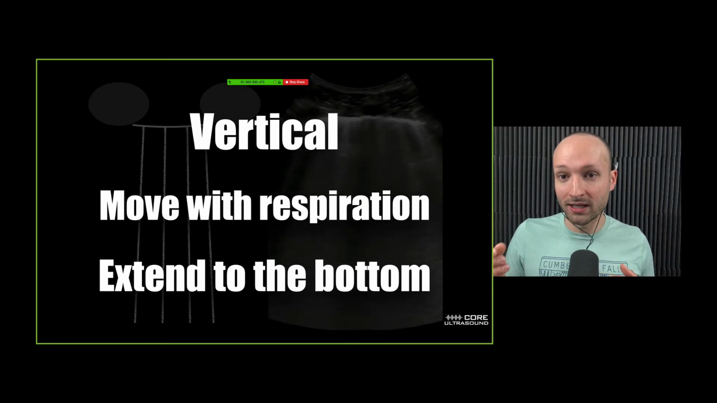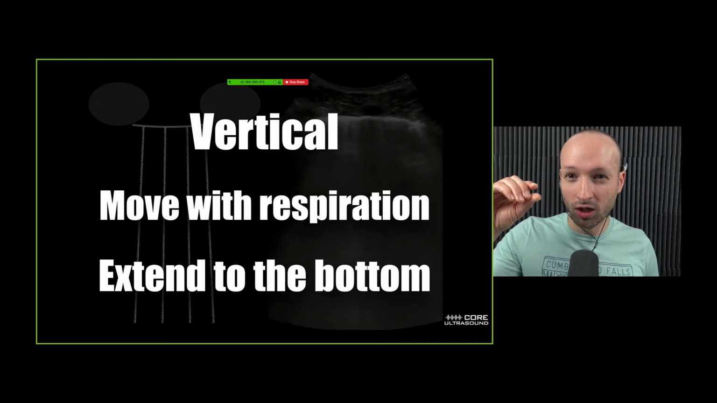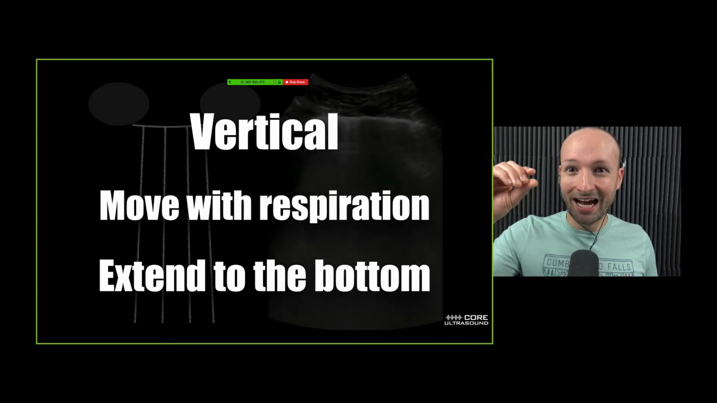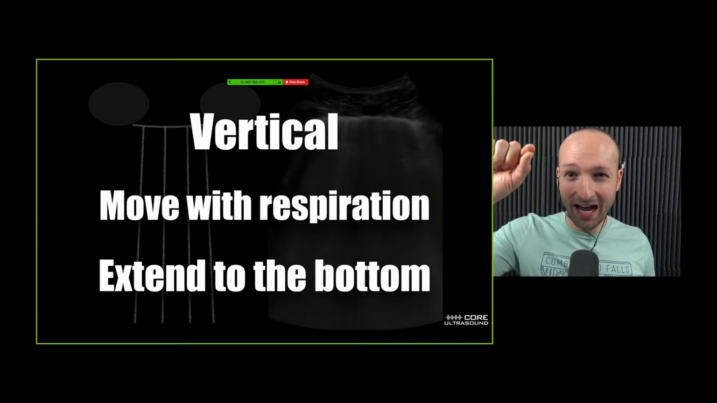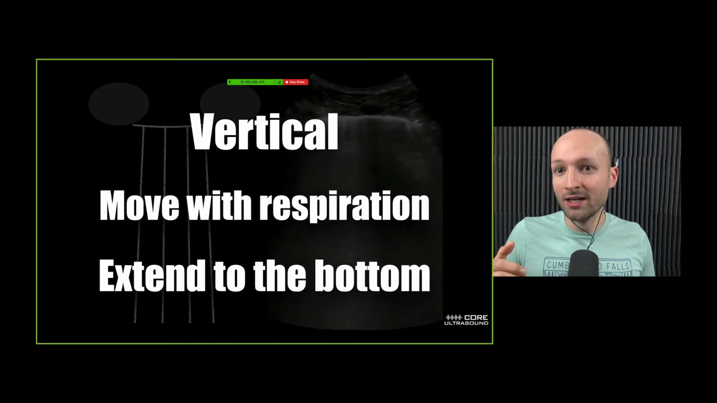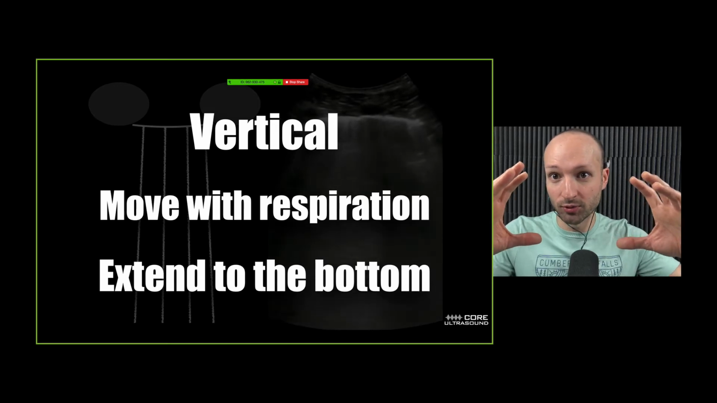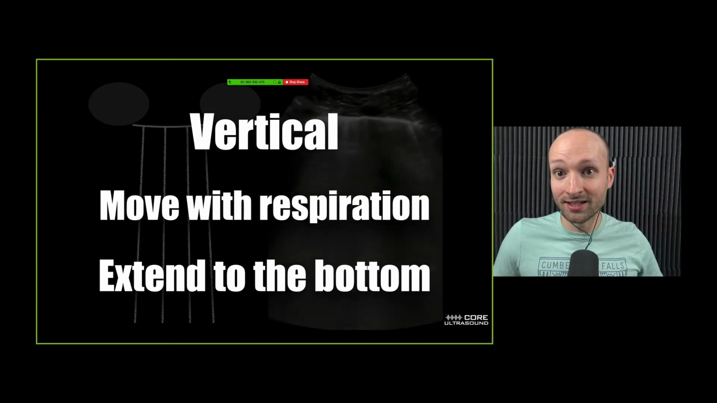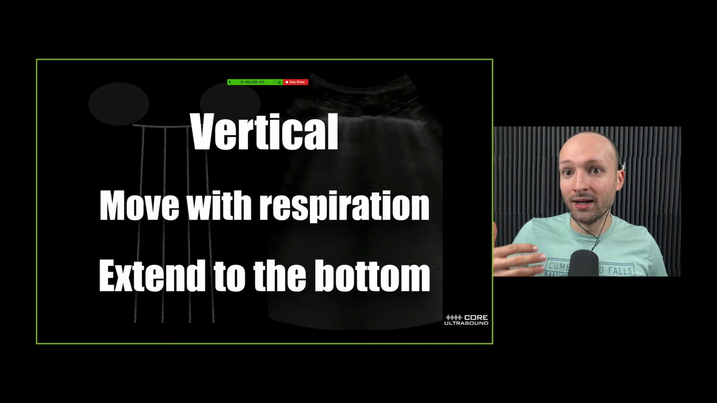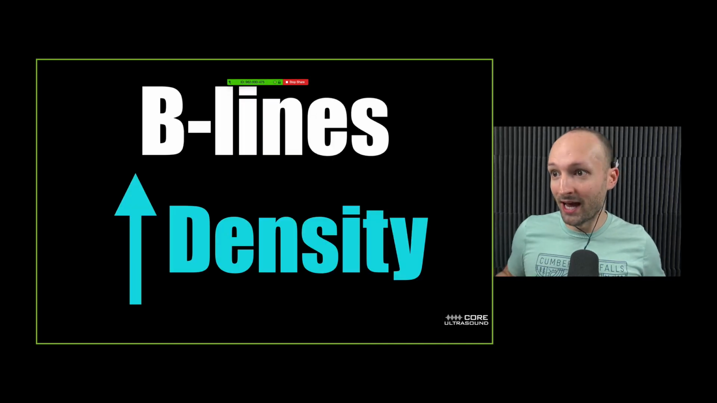B-lines. Now that's important because sometimes you might have really small comet tail artifacts, which are just tiny B-lines that just extend like a half a centimeter or so from the pleural line. Those are not true B-lines. They have to actually extend down to the bottom of whatever visible screen you have, and 10 centimeters seems to be the amount that I pick up most of the B-lines at.